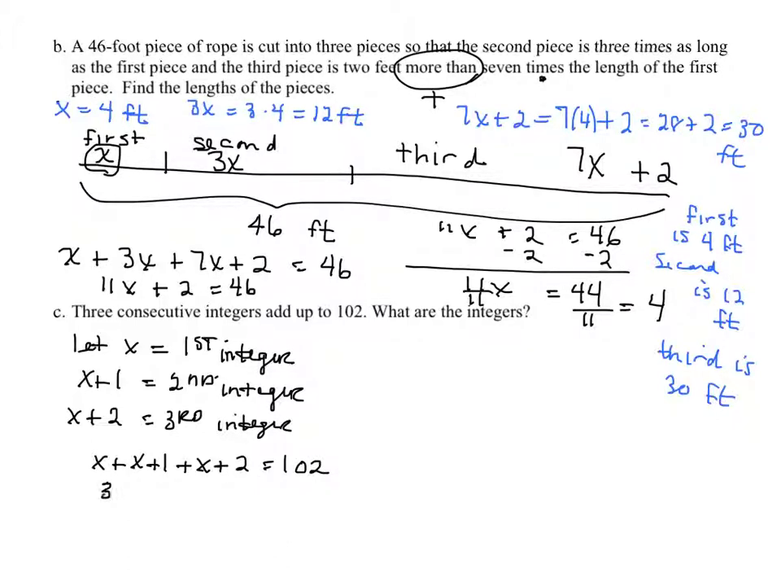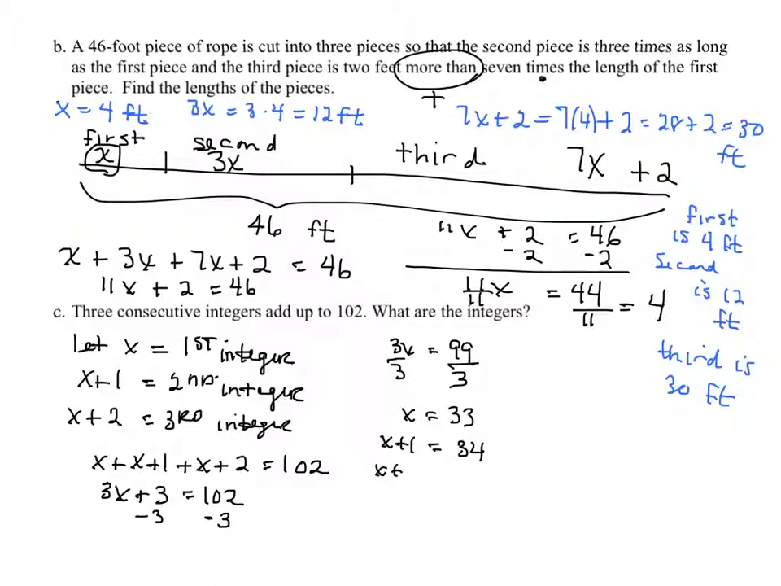Combine like terms. 3x plus 3 is equal to 102. Subtract 3. 3x equals 99. Divide by 3. x equals 33. If we don't get whole numbers here, we're in big trouble because they said that they're integers. So if you're getting a fraction, you did something wrong. All right, and x plus 1 would be 34 because 33 plus 1 is 34. And x plus 2 would be 35. And if I add these all up, they do add to 102.